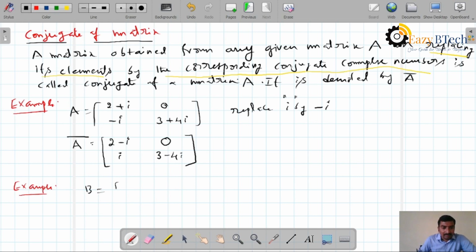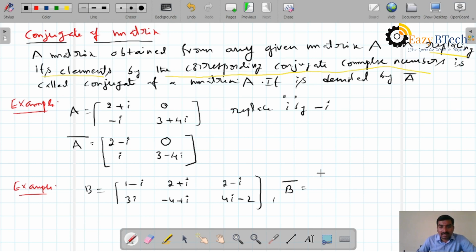B equals 1 minus i, 2 plus i, 2 minus i, 3i, minus 4 plus i, 4i minus 2. So now I want the conjugate matrix of B. It is denoted by B bar.